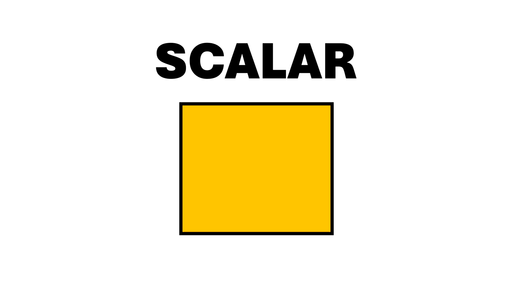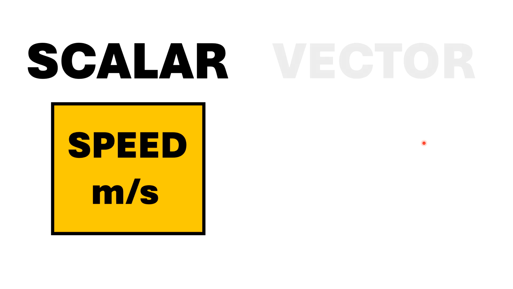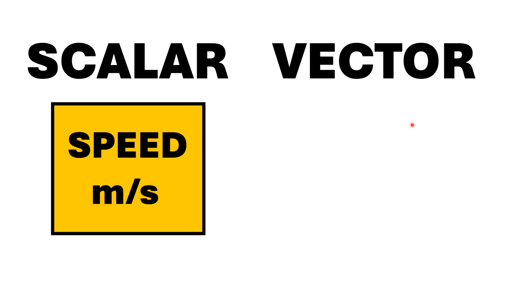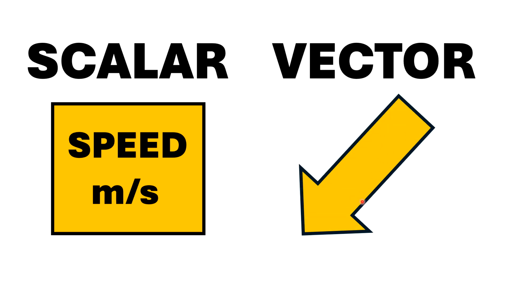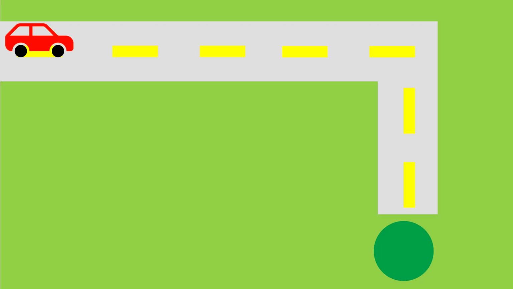You'll probably know this from GCSE physics, but a scalar has a magnitude or size, but no direction. An example of this would be speed. On the other hand, we have vectors, which have both a magnitude and a direction, and an example of this would be velocity. Now, there are different scalars and vectors that you need to know for this topic.